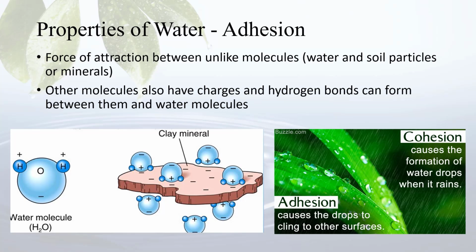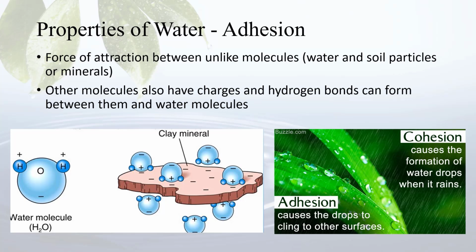These water molecules are attracted to other molecules in other substances that also have either a positive or negative charge, right? So if we looked at cohesion, right, it's caused the formation of water drops, those water molecules attracted to each other. Adhesion causes the drops to cling to the surface, right? So instead of these water drops falling from our leaf blade, they are clinging to the leaf blade.